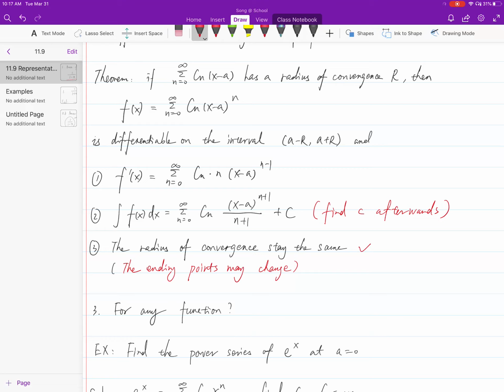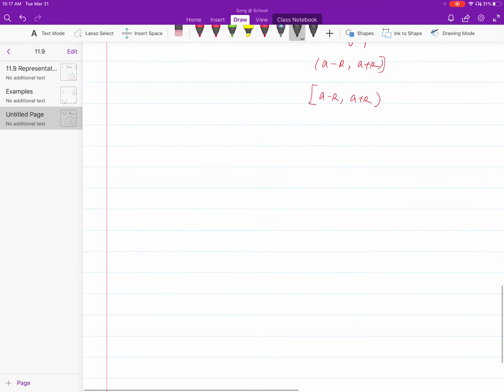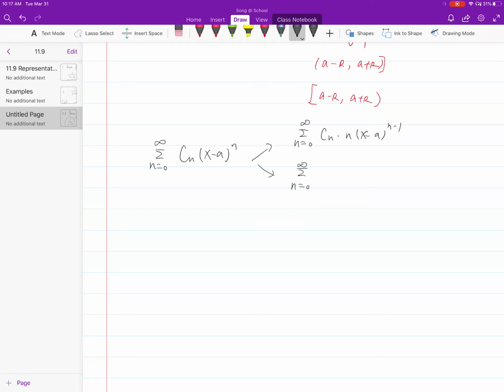To see why this is true, it's actually not hard. Let's take these two examples. Let me copy the theorem here. We know if we have this, okay, if you take the derivative, it becomes this. If you take the antiderivative, it becomes this.